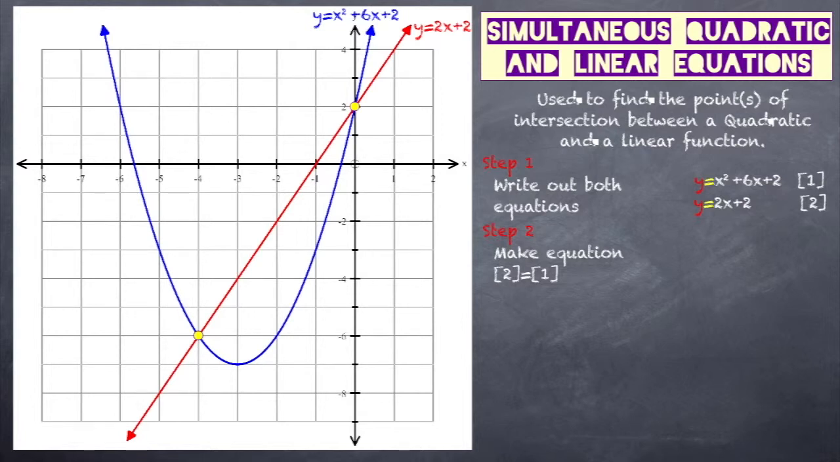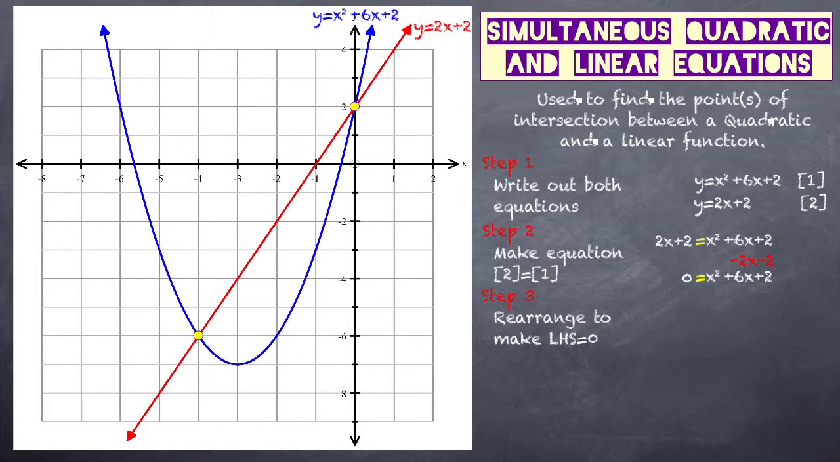Now this is because we've got y on its own for both equations, that is, we can actually use the substitution method. So because we know y is equal to 2x plus 2, we can actually write 2x plus 2 instead of the y in equation 1. So this is what you can see here. Now step 3 says to rearrange and make the left hand side equal to 0. So what I'm going to do is I'm going to subtract 2x plus 2 and take it over to the other side. Of course, when I move it past the equal sign, it becomes the opposite.